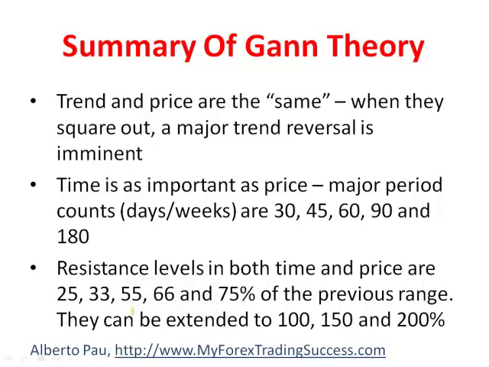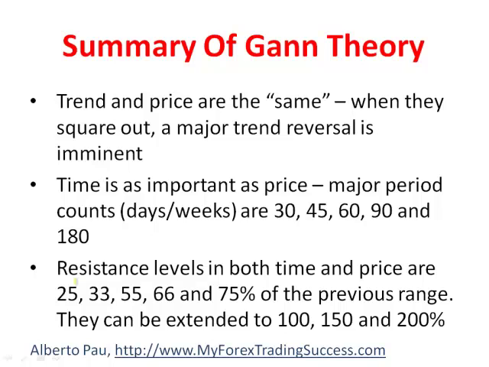So that's price. This is time, and then what also Gann was trying to determine is, how far is the price going to go up or down? In other words, I know the direction and I know when, but I also want to know how far. So these are what he calls resistance levels in both time and price. And these tend to be 25, 33, 55, 66, and 75% of the previous range. And you can extrapolate them to 100, 150, and 200% of the previous range.